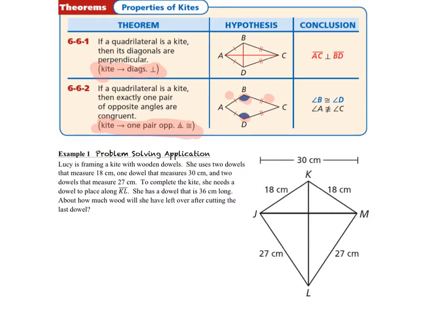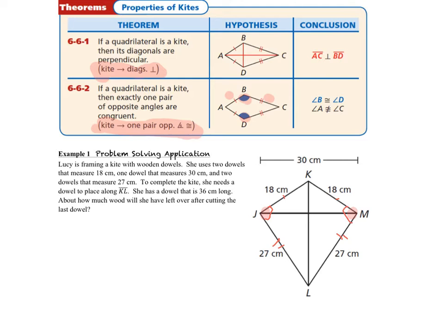So before I even read this question, I know that my diagonals are perpendicular to each other, and my angles in between the two different side measurements are congruent that I marked there in red. So 18 and 18 is congruent, and these are congruent, 27 and 27, and so therefore these angles are the two that are congruent to each other.